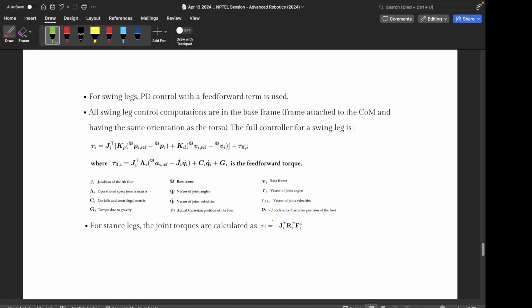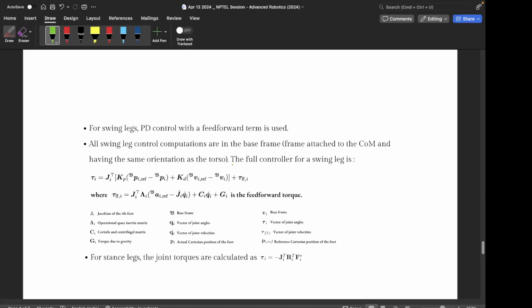Now this is for the stance legs, right? For stance legs we solve the QP problem and get the forces. Now what about the swing legs? Swing legs can be treated separately because their motion is happening and they do not affect the other things much. So for the swing legs we use inverse dynamics control.